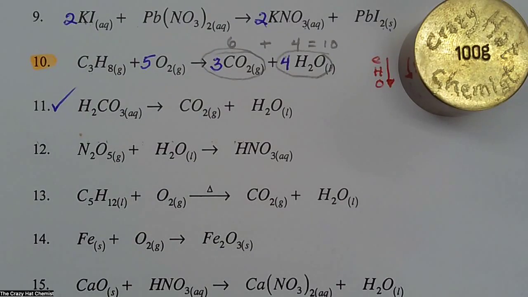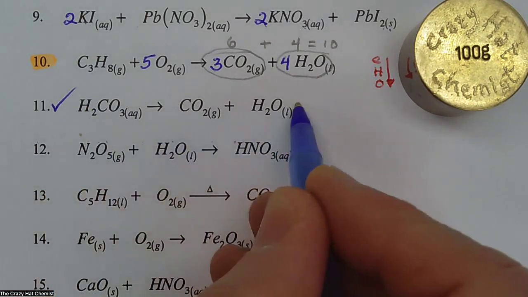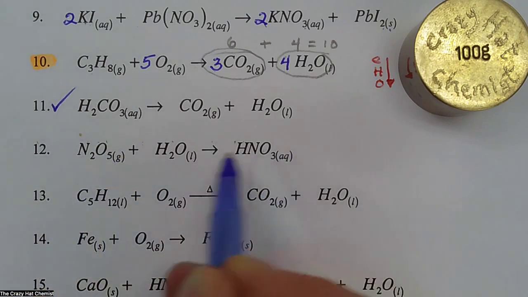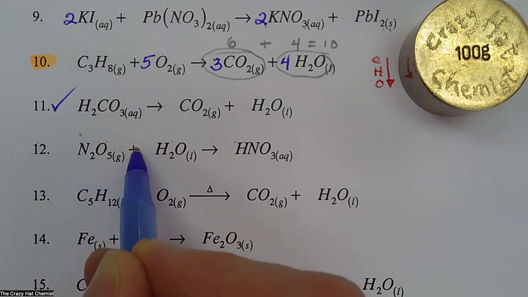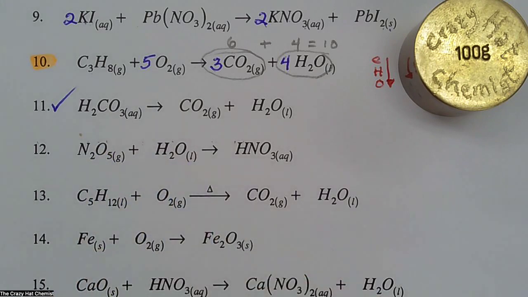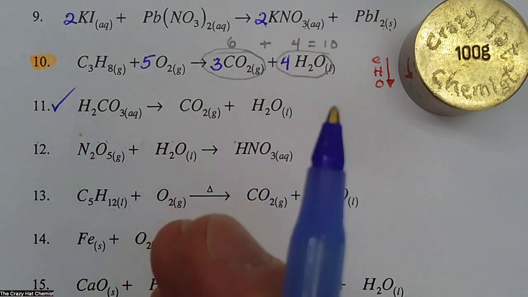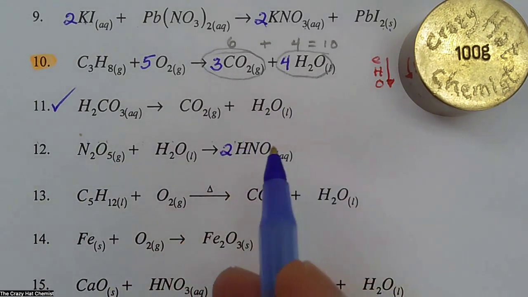No problem. Okay, the next one, number 12, that's dinitrogen. That was a decomposition reaction, number 11, by the way. Number 12 is a combination reaction. This is dinitrogen pentoxide. Gas is bubbled into water. This is how you produce acids. Okay, so there are 2 nitrogens on the reactant side, and there's 1 on the product side. So now there are 2 nitrogens on the product side.